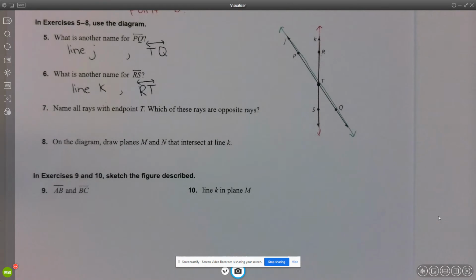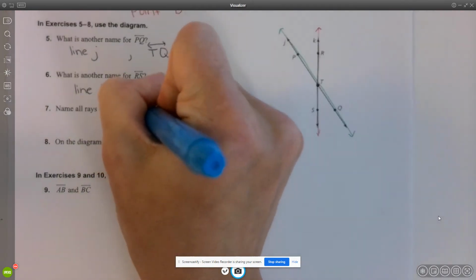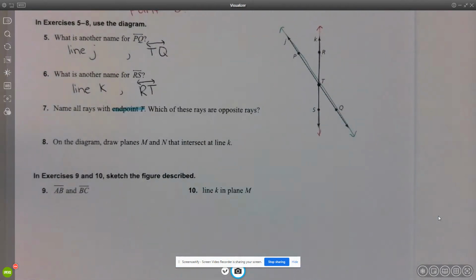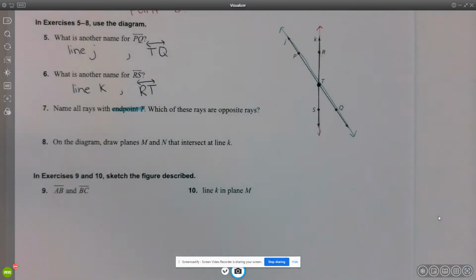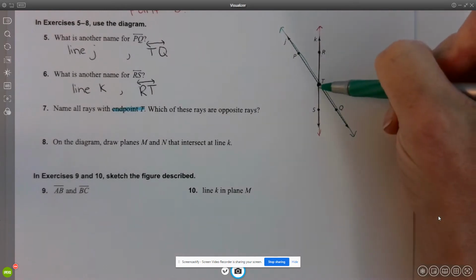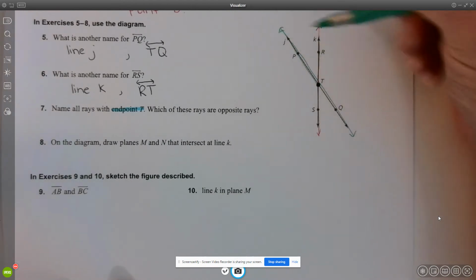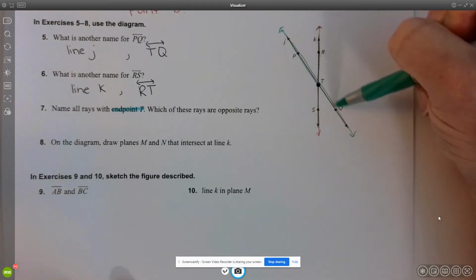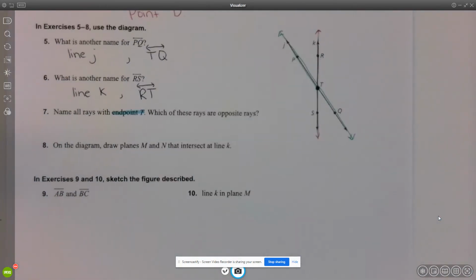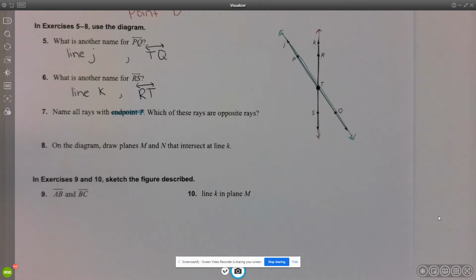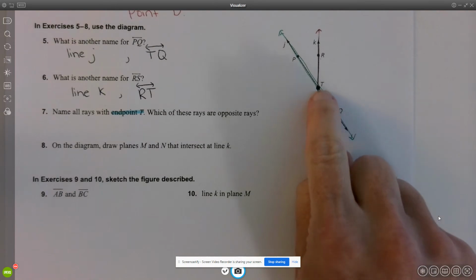Number 7 asks us to name all rays with endpoint T. And then we're going to say which of those rays are opposite rays. So remember, if a ray has an endpoint T, it starts at point T and goes in one direction. So there are 4 rays with an endpoint T. I have a ray coming out this way, a ray going up, a ray coming down this way, and a ray going down. There are 4 rays with endpoint T. I just need to make sure I name them properly. Remember, when we name rays, we always give the end point first.